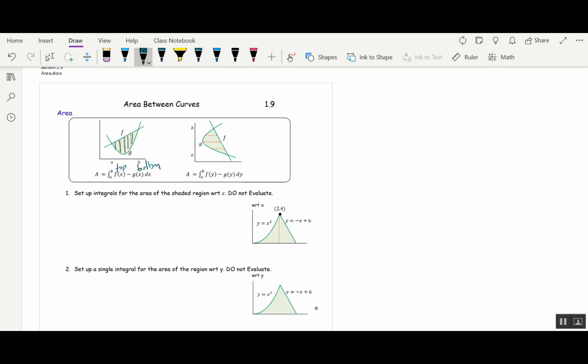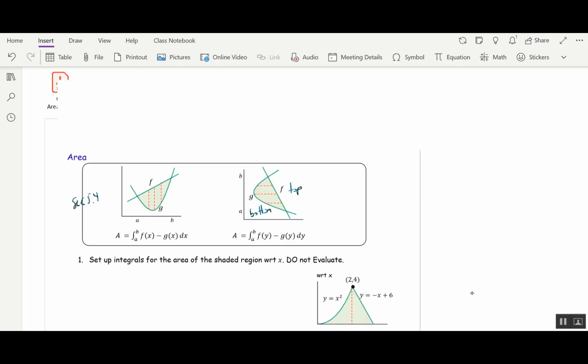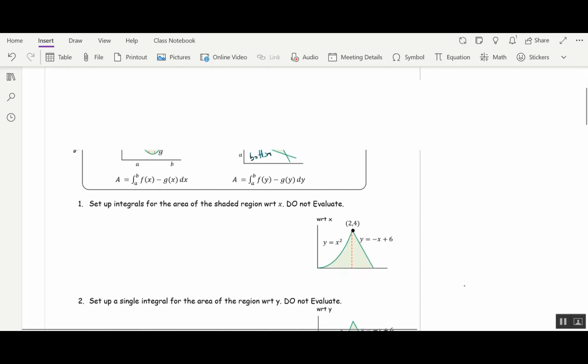When we're integrating with respect to y over here, we want to think about horizontal lines going through the region, and the top curve is actually over here on the right, and the bottom curve is over here on the left. So let's just do some setups and then we'll actually integrate.